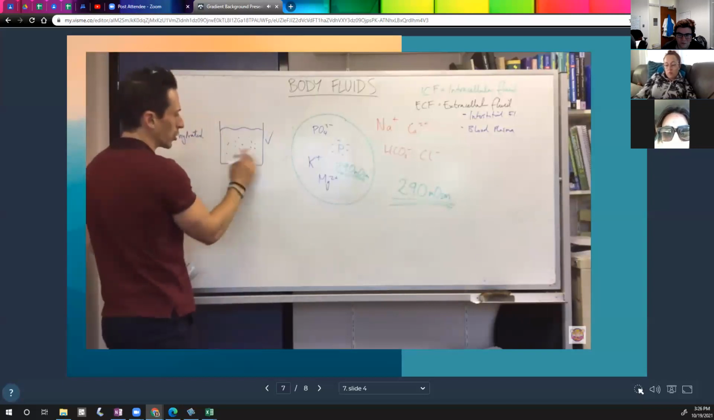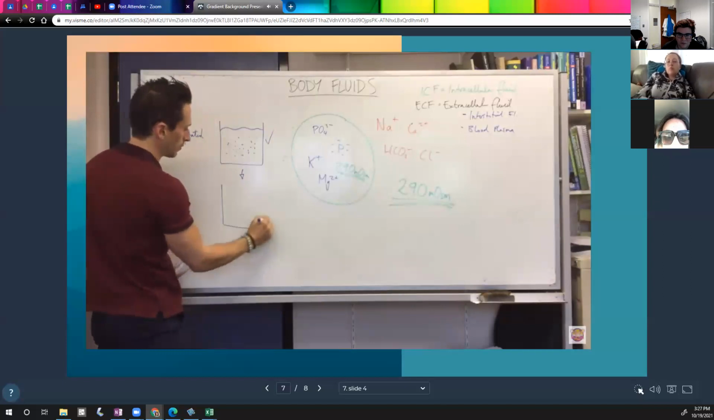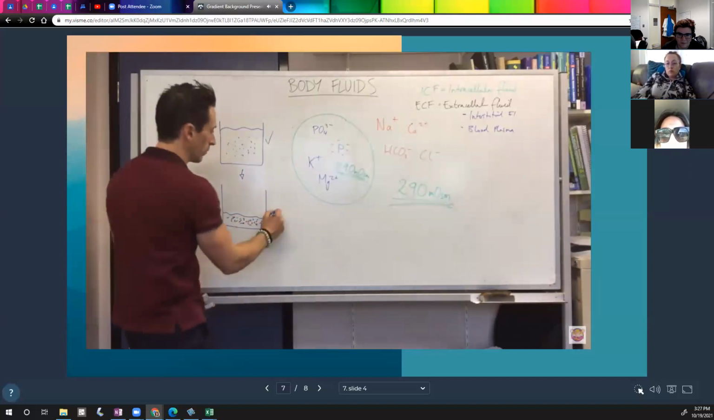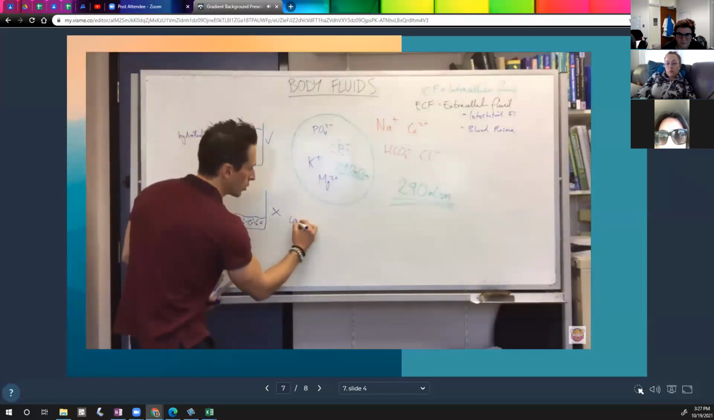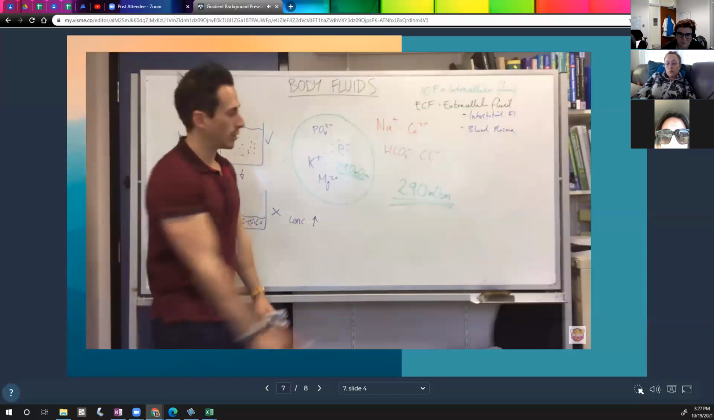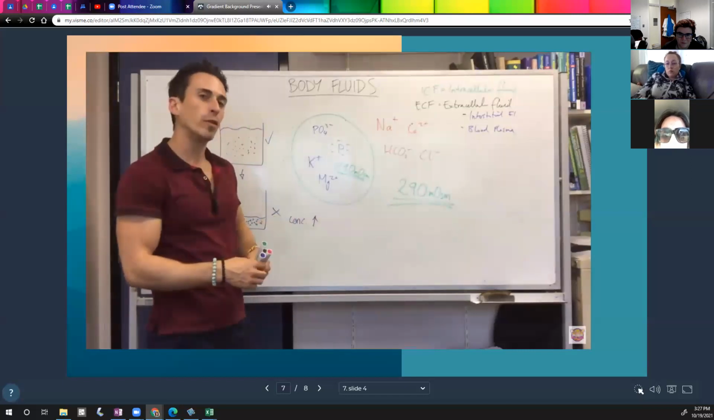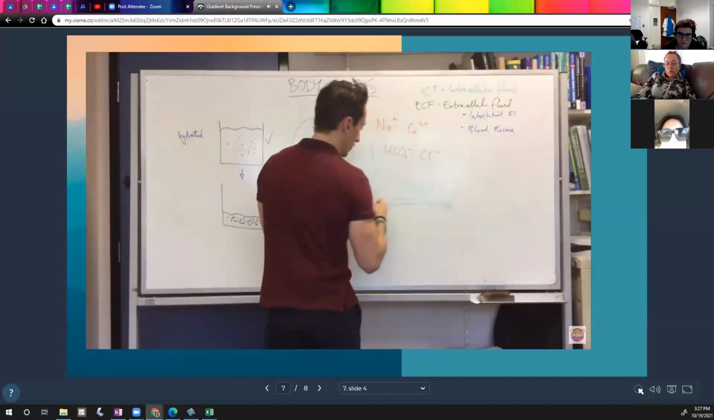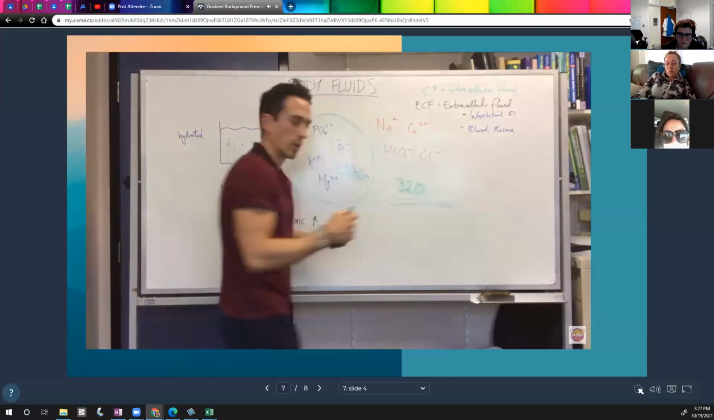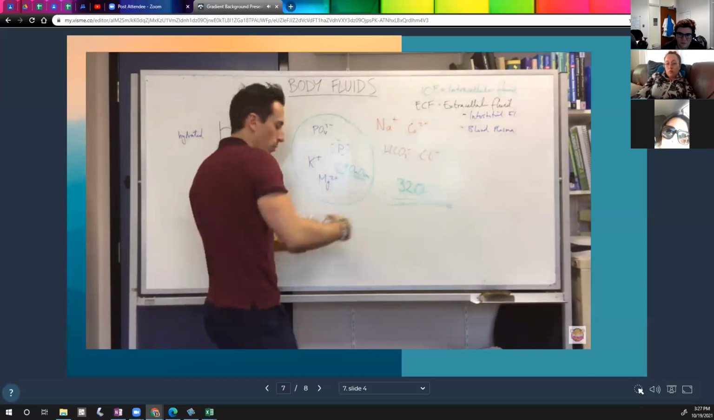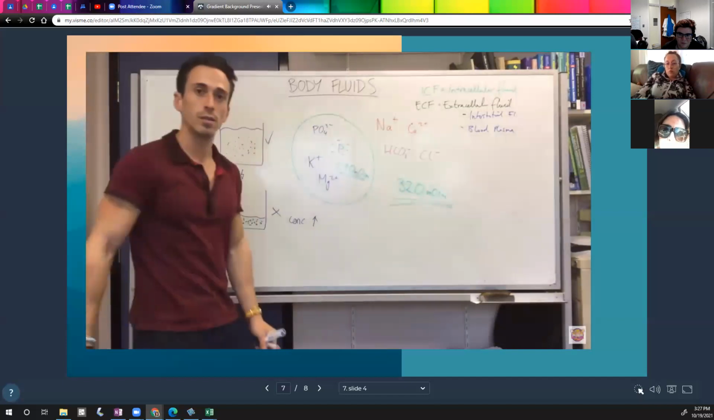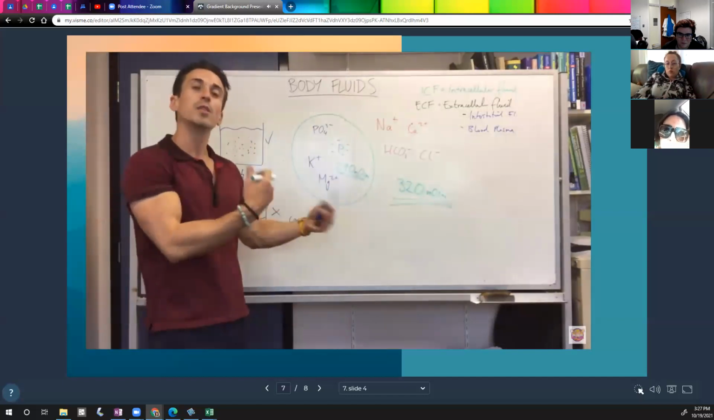Well, the fluid drops, but the solutes stay the same. So what happens? Well, the fluid level drops, but now you've got the same amount of solutes. What happens to the concentration of that fluid? Well, firstly, it's not very good, but the concentration goes up. So that means 290 milliosmoles may move its way up to 320 milliosmoles, for example. Now look at that. If you have 320 milliosmoles concentration outside the cell compared to 290 inside the cell, there's a concentration difference.